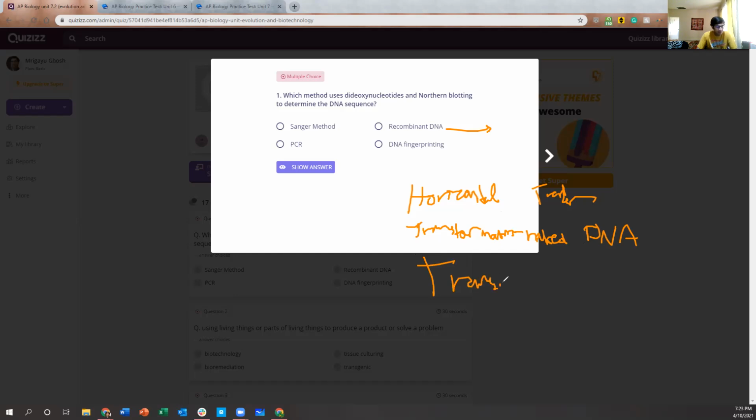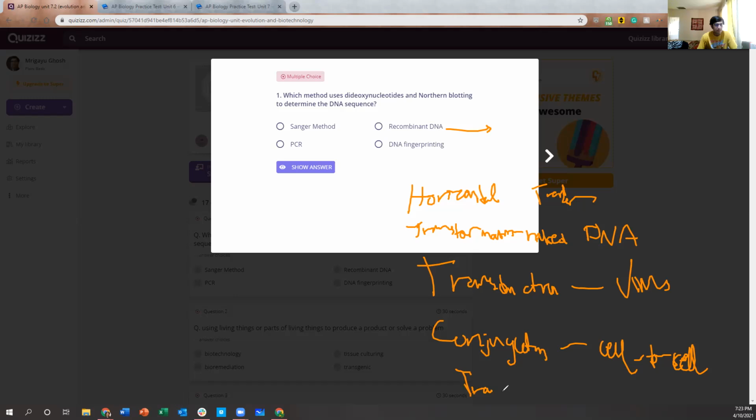Transduction is where a viral genome is like a virus. So you have a viral genome that's integrating with the host genome. Okay. Conjugation is where they're exchanging DNA, cell-to-cell transfer. So this is cell-to-cell. And then we have transposition. Transposition is the movement of DNA segments, transposition.